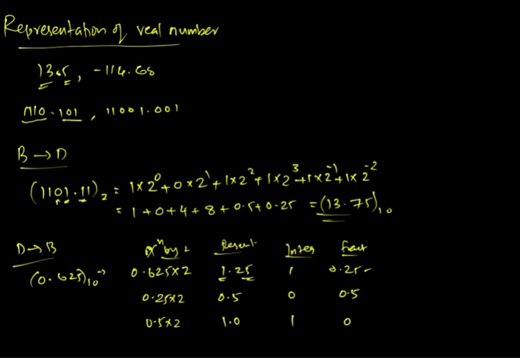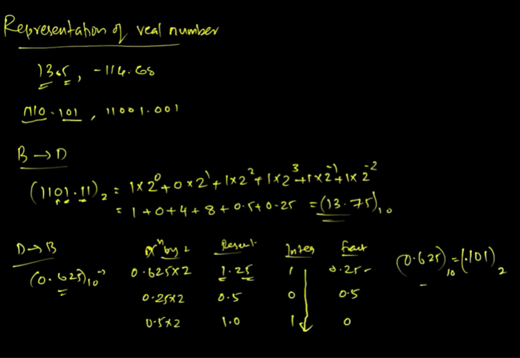Now the fractional part is exhausted, so we can stop our multiplication. The binary number corresponding to the decimal number 0.625 is obtained by arranging the integer parts from each multiplication in the same order, that is 101 with the binary point.